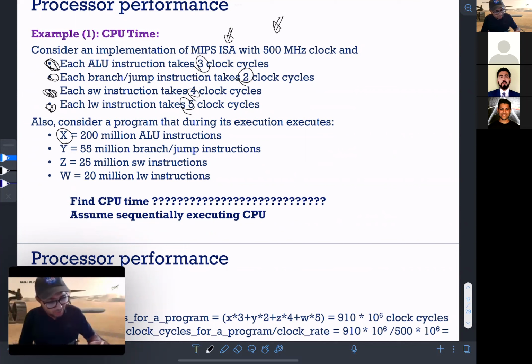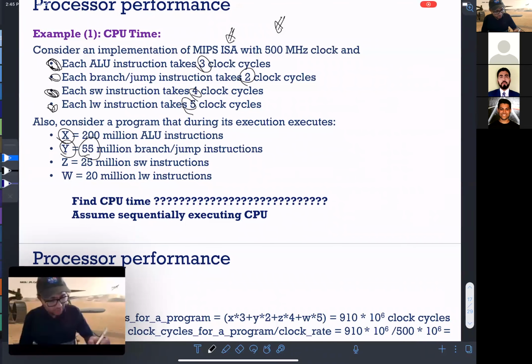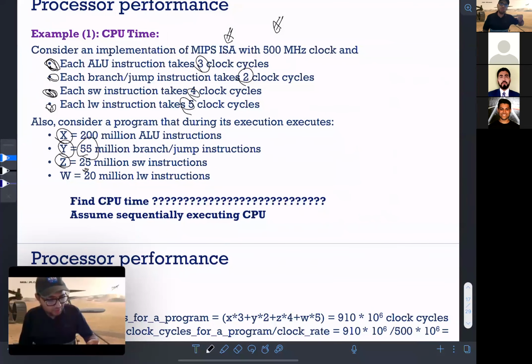200 million of them are for the ALU, 50 million for branching. When I say branching and jumping, branching means branch with a condition, and jumping is basically branching with no condition. 25 million are storing data into the memory. 20 million are picking data out of the memory and processing it by the ALU. So the GPR, the general purpose registers, right?